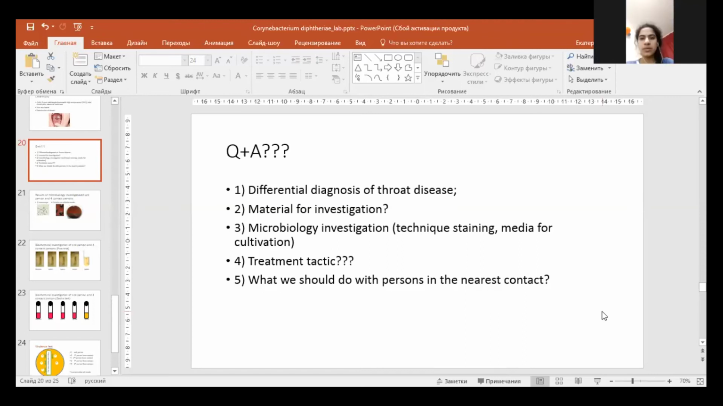This disease is transmitted from person to person.